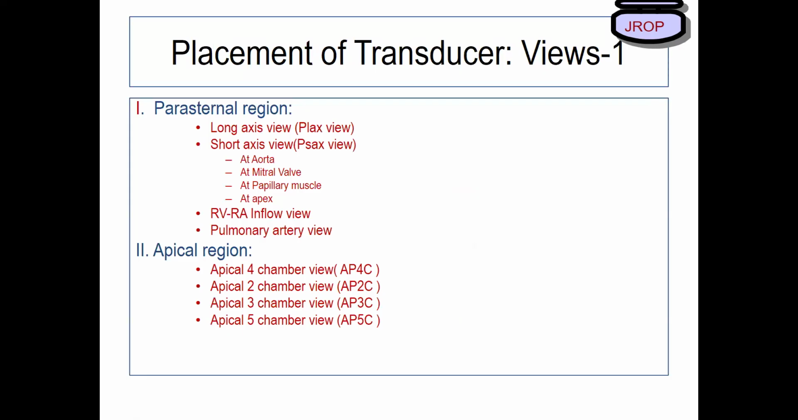Now, everybody in previous courses gets really scared. How many views in the parasternal window? 1, 2, 3, 4, 5, 6, 7, 8. My God, all these views have to be done. They're very simple. They look bigger, but they're not something you should be afraid of. When we do a long axis view, then we rotate our transducer to a short axis view, then the RV inflow view, then the pulmonic artery flow view. In apical positions, we have 4-chamber, 2-chamber, 3-chamber, and 5-chamber views.